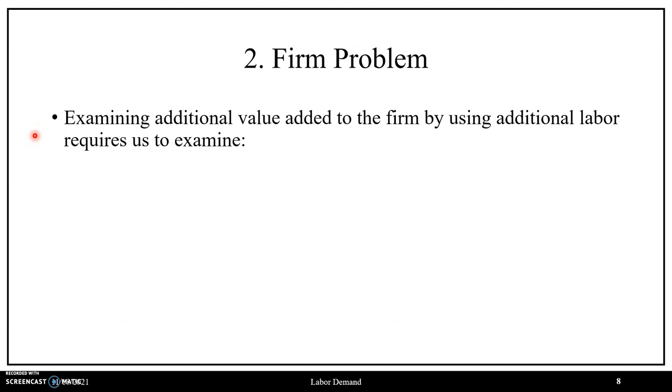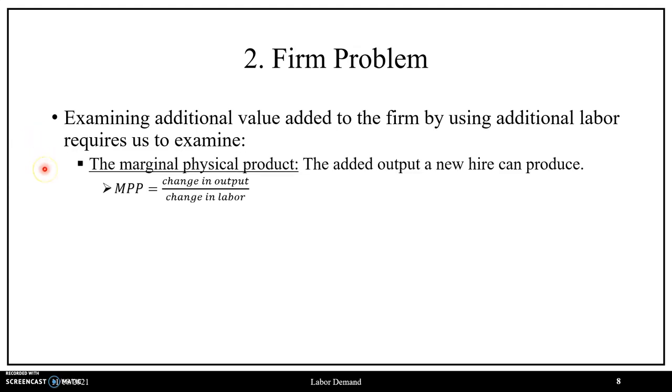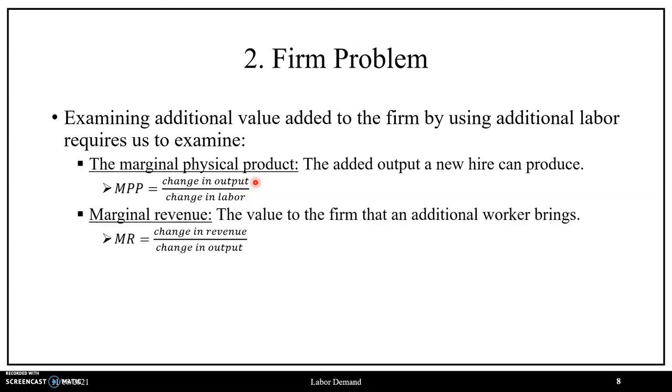Examining additional value added and additional labor will require us to revisit two concepts that we've seen in the past. The first concept is the marginal physical product, that is, the added output a new hire can produce, or the slope of the production function, that is, a one unit change in labor corresponding to a particular change in output. Our second concept will be marginal revenue, the value to the firm that an additional worker brings, which will be the slope of the revenue function, or a one unit change in output corresponding to a particular change in revenue.